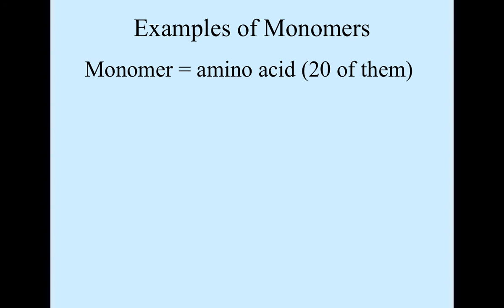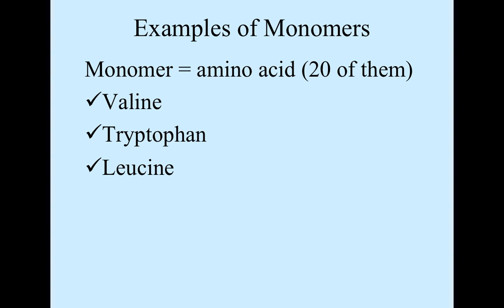Now, the monomer form of proteins are, of course, the amino acids. There are 20 of them. So just some examples of these would be things like valine, tryptophan, which you may have heard of from like Thanksgiving, and leucine. And so again, there's 20 of those. I could have listed any of the 20. I just picked 3 of them.